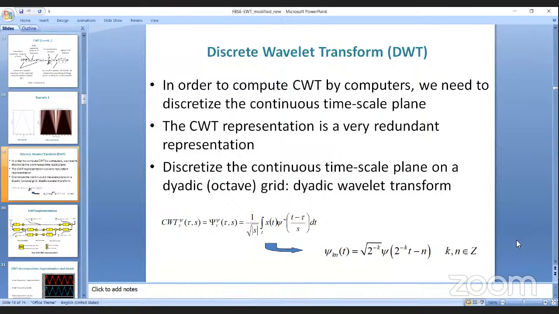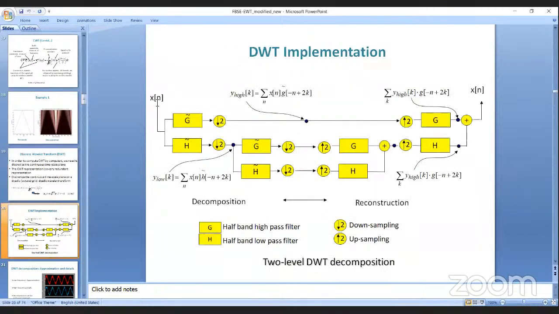And this DWT can be implemented with the help of a filter bank, that is, a two-channel filter bank. Like say you have signal x[n]. Then you apply this signal to a low pass and a high pass filter, then downsample by 2. The upper one is the high pass filter, downsample by 2, and the lower channel is the low pass filter, downsample by 2. The upper one gives you the details, and the lower one gives you the approximation. Detail is high frequency information, and approximation is low frequency information. So this is one level DWT decomposition.